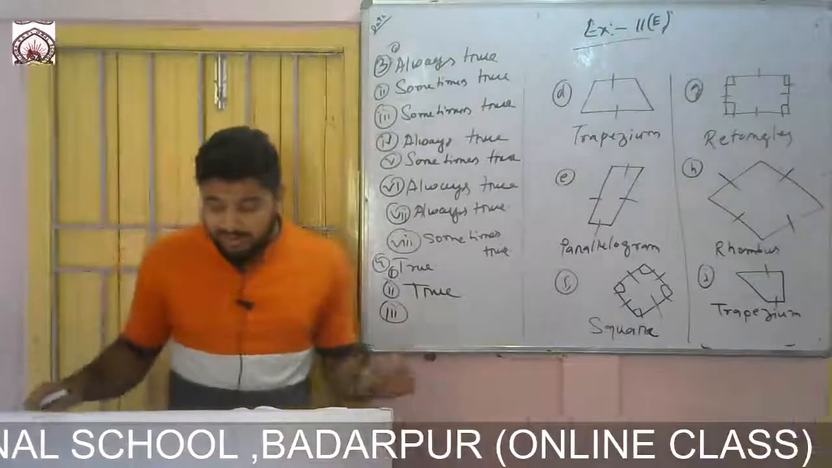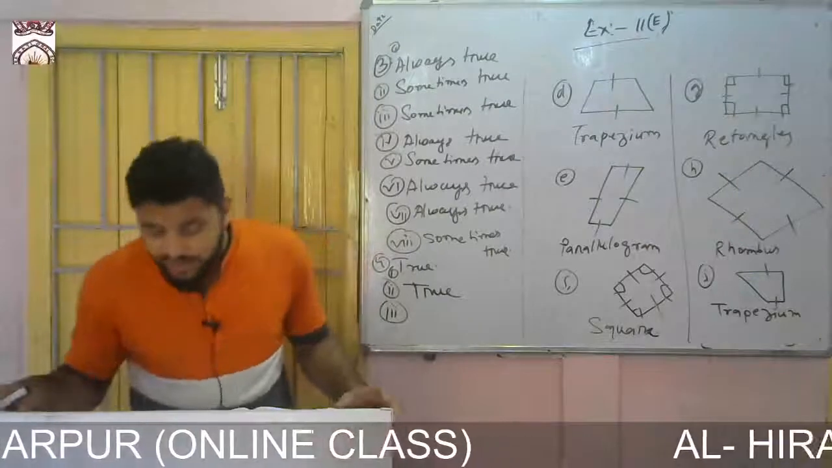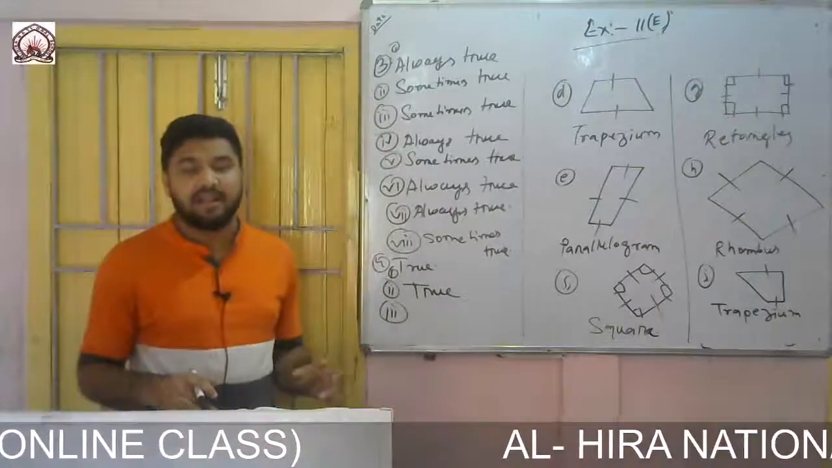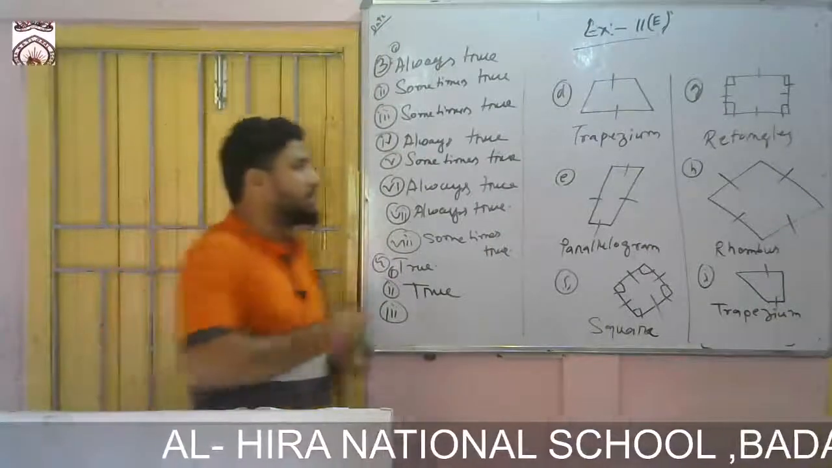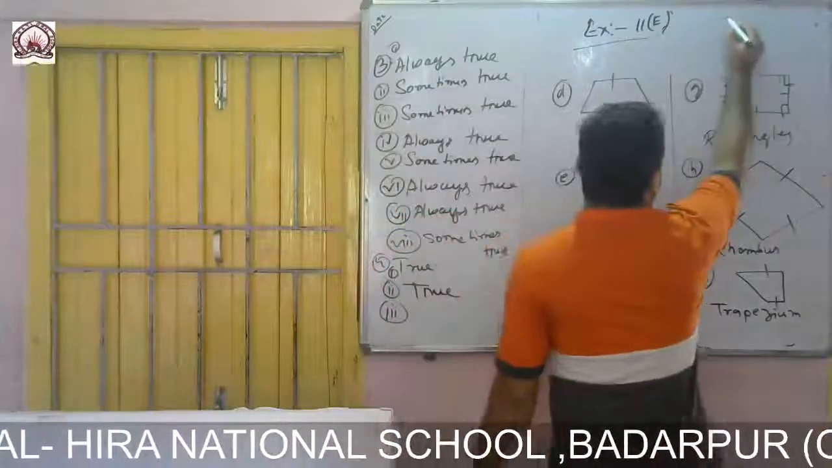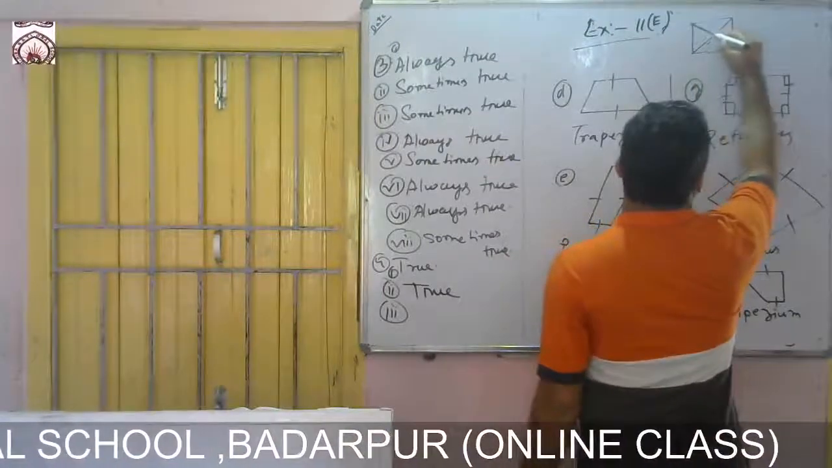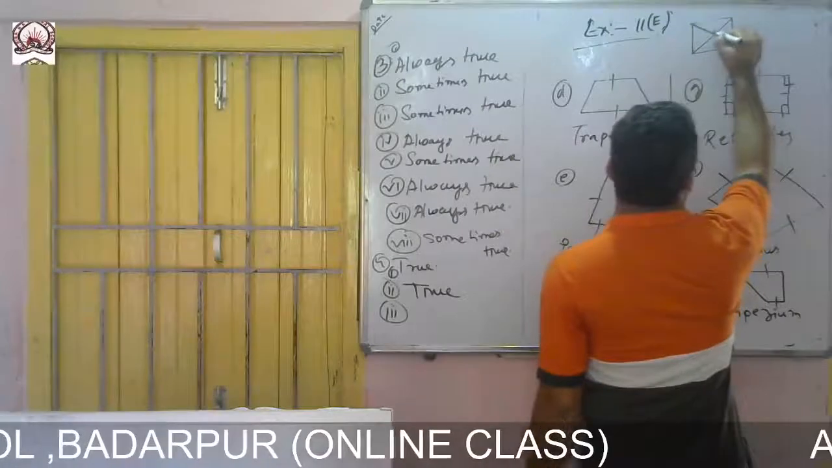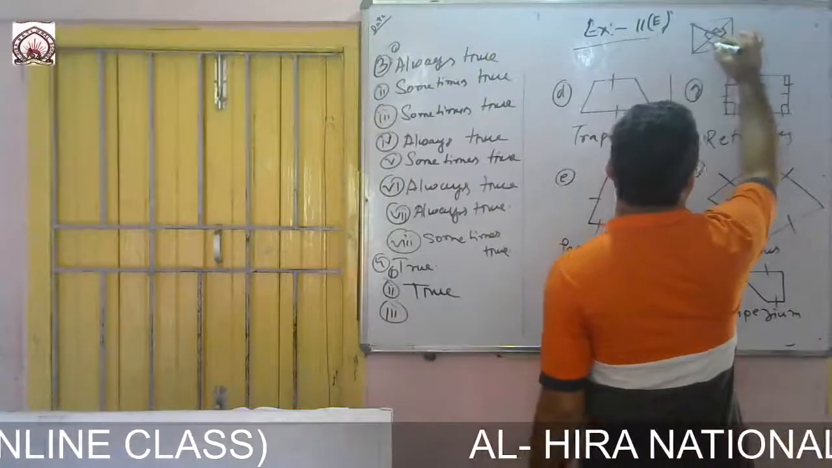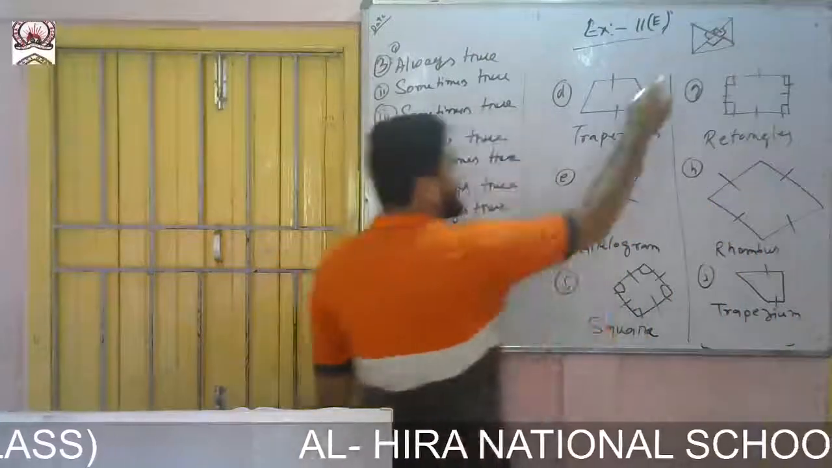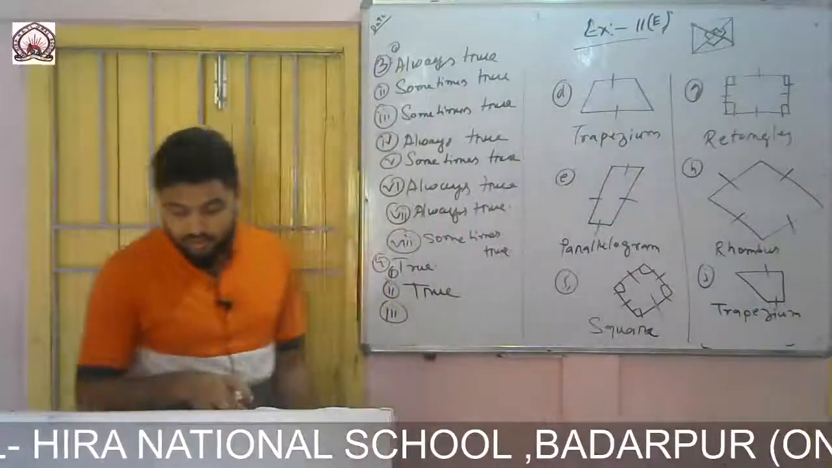Now number 3, the diagonals of a square are perpendicular to one another. As I said earlier, the diagonals of a rectangle are not perpendicular, but the diagonals of a square are perpendicular. Because if I draw a square and then draw its diagonals, each diagonal will intersect at a common point, and the angles they make will all be 90 degrees. So if these angles are 90 degrees, then they are perpendicular to each other. So it is true.